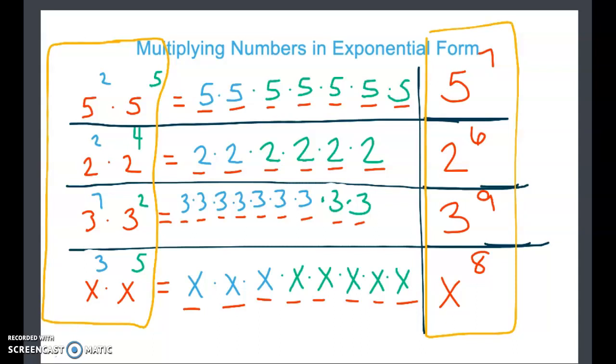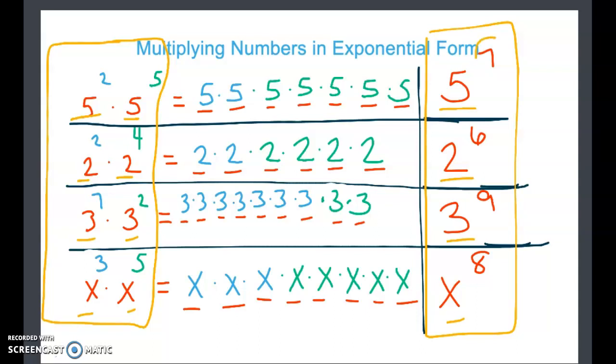What you should notice is that our bases stay the same throughout. Here we have 5, and in our final answer it's a 5. In the next example, we have 2's being multiplied, and 2 is in our final answer. So notice that in each of these, our bases are staying the same. So as long as we have the same bases, you should notice that something's happening within our exponents.